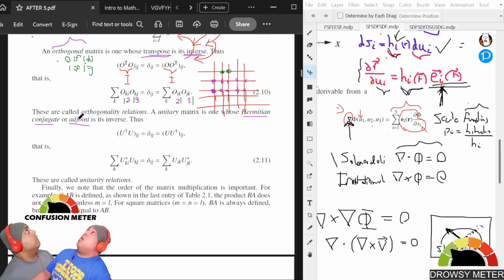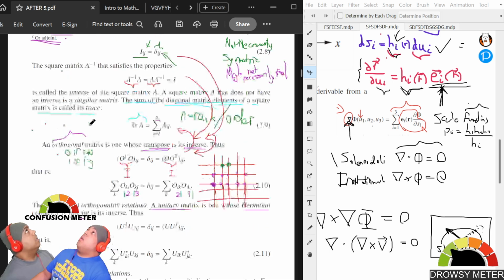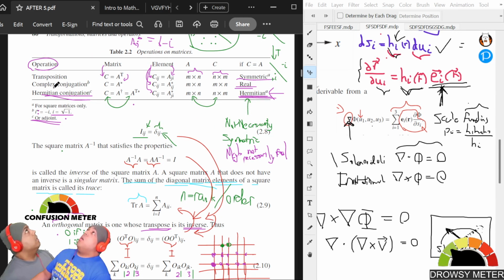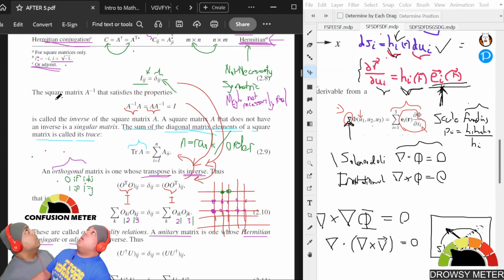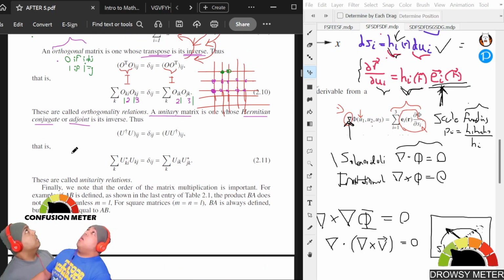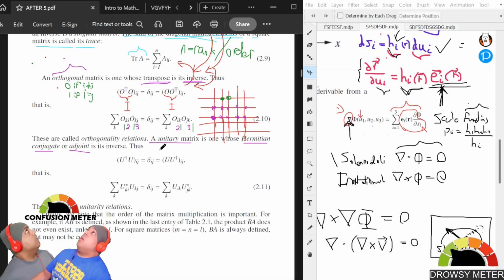These are called orthogonality relations. A unitary matrix is one whose Hermitian conjugate, or adjoint, is its inverse. Thus, bling. I agree with this, yeah.